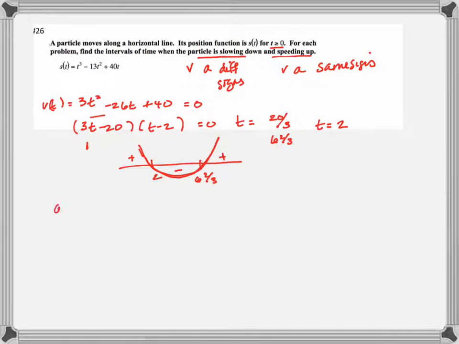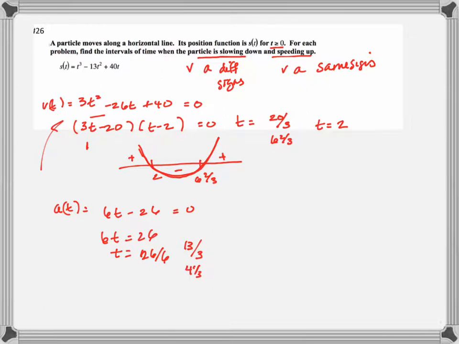And let's do a of t. Taking the derivative of v of t, a of t is 6t minus 26. Set that equal to 0. So 6t equals 26, and t equals 26 over 6, or 13 over 3, which is 4 1/3. It's a positive linear function, so it goes from negative to positive.